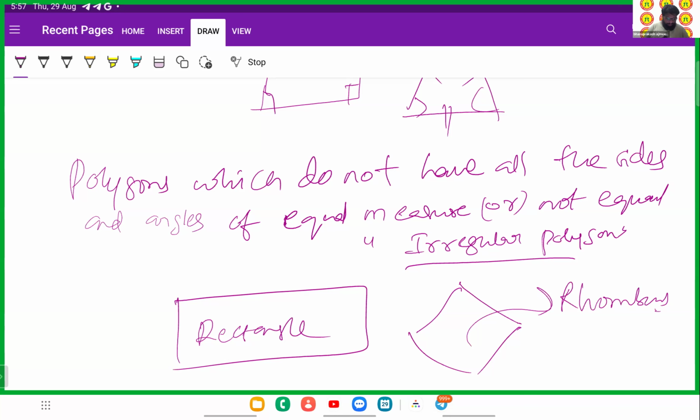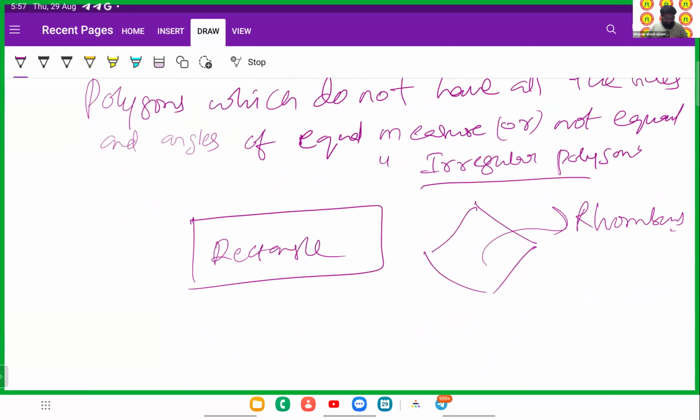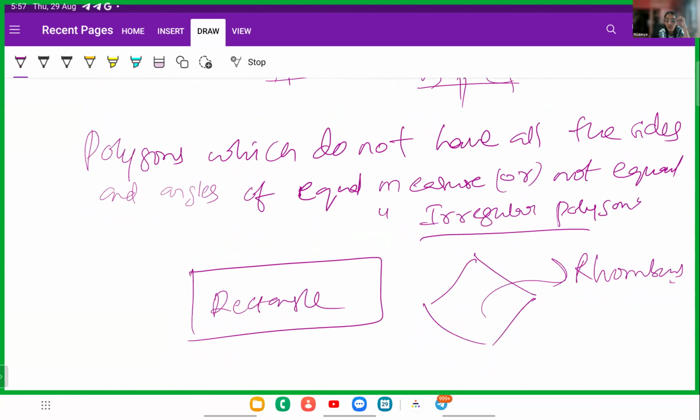Next, solid shapes. Please be quick. Copy down this. Next, solid shapes. Sir, can you go back, sir, please? I'll take a screenshot. Sir, I took screenshots, sir. You can go.